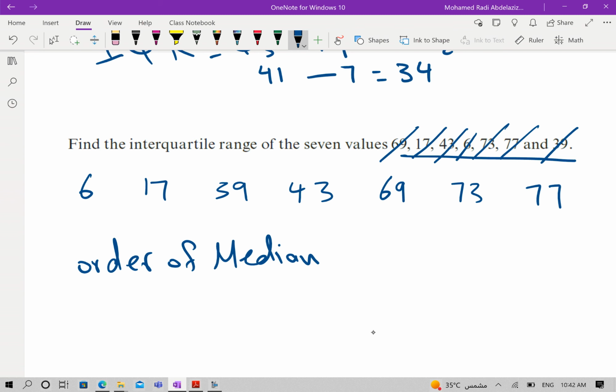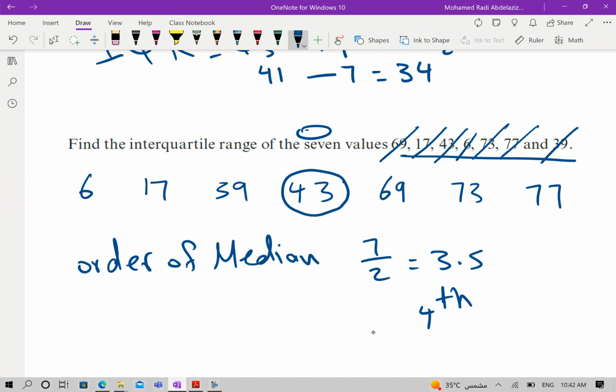1, 2, 3, 4, 5, 6, 7. 7 divided by 2 is? If it is decimal, round up. So the fourth value represents the median. The fourth value represents Q2. Before this value, how many values? 3. Find the median of the first 3. It's 17, which will be Q1.